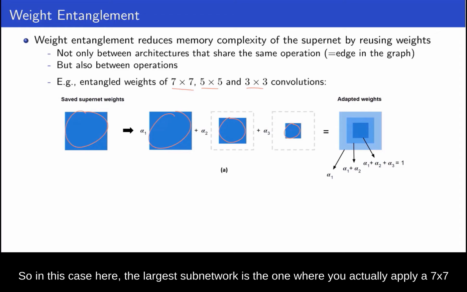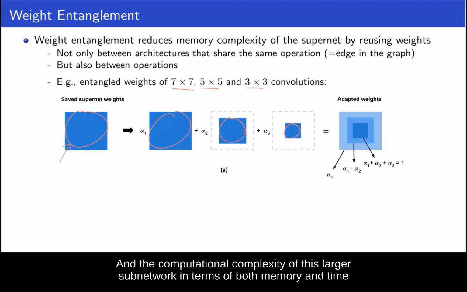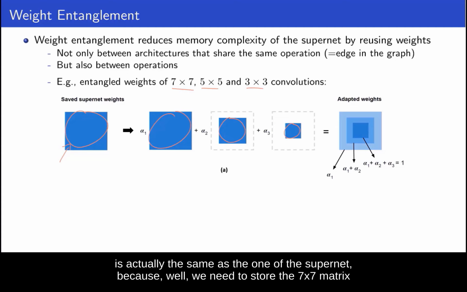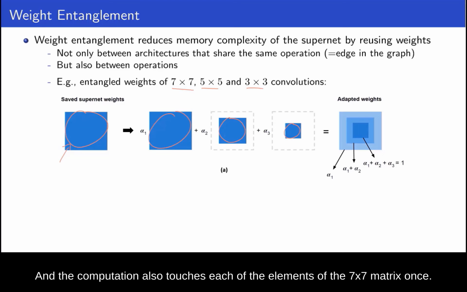So in this case, the largest subnetwork is the one where you apply a 7x7 convolution, and the computational complexity of this largest subnetwork in terms of both memory and time is the same as the one of the supernet, because we need to store the 7x7 matrix, and the computation also touches each of the elements of the 7x7 matrix once.